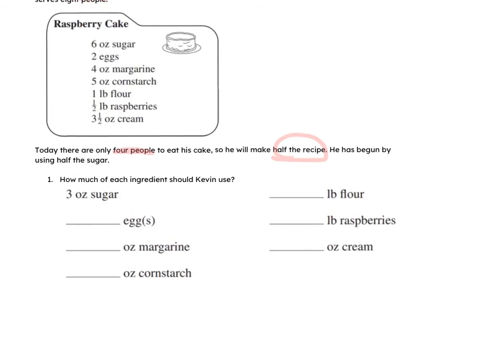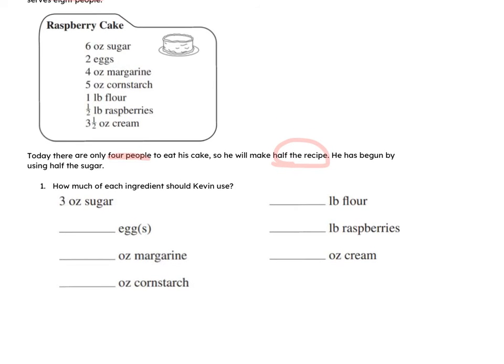Looking down at the ingredient list below, Kevin's already halved the sugar for us. So we went from 6 ounces of sugar to now 3 ounces of sugar. Your job is to fill out the rest of the ingredients needed to serve only 4 people.